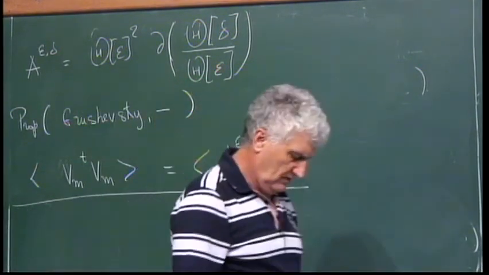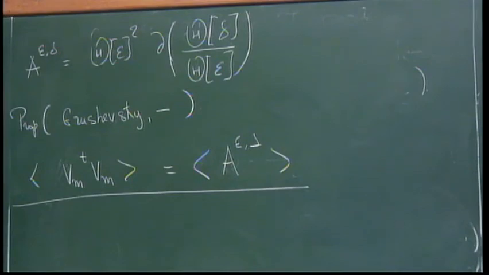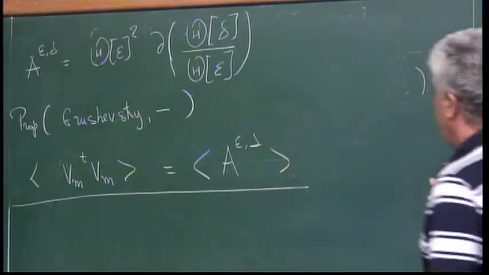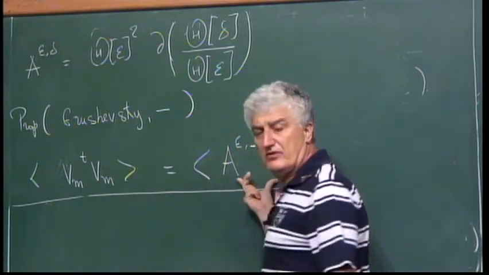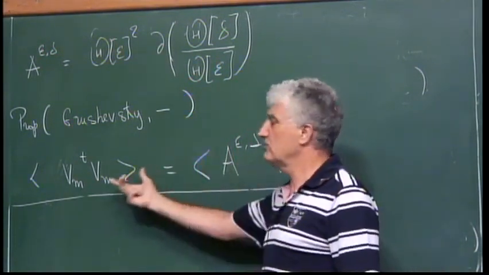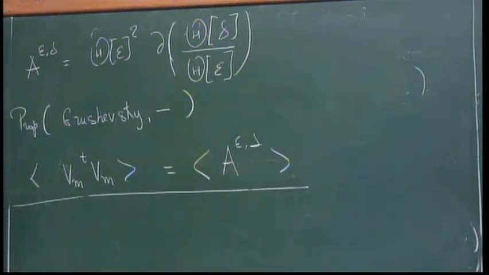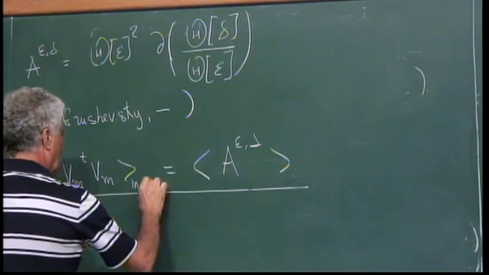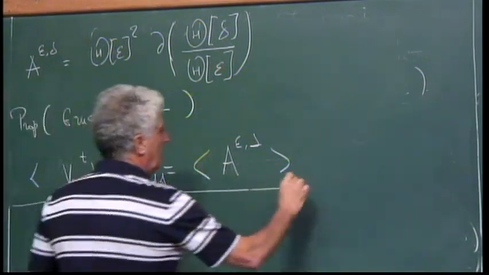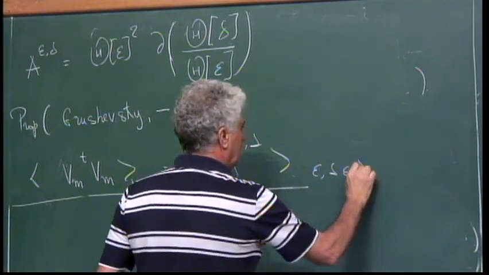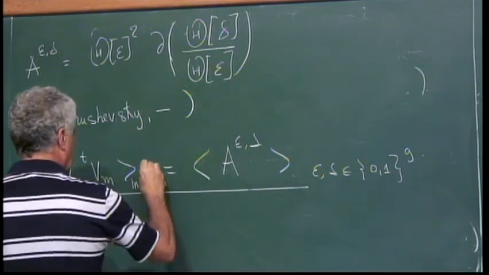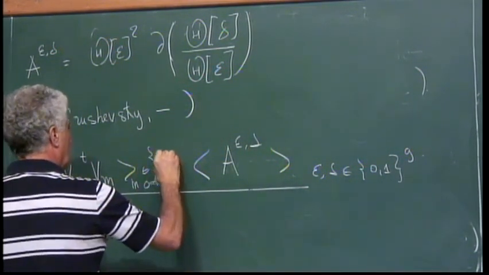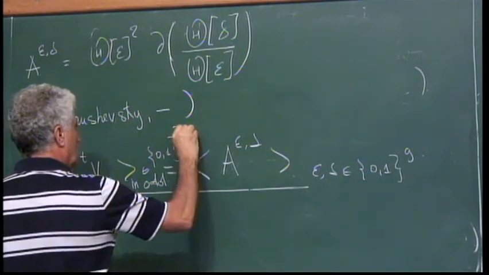And now I want to use this fact. We have an explicit expression by which each term here can be expressed as a linear combination of terms here. And remember that these are matrix variables. And here m is an odd characteristic, and here epsilon and delta are in {0,1}^g. It is odd in {0,1}^{2g}.